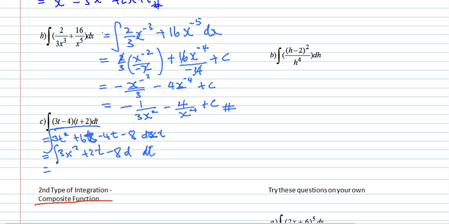Now that you have separated all the terms, then you can start to integrate them. So it's not an x, it's a t. So 3t squared becomes t cubed over 3, plus 2t becomes t squared over 2, minus 8t plus c. Alright, and then simplify what you can. That's t cubed plus t squared minus 8t plus c. That's your final answer.